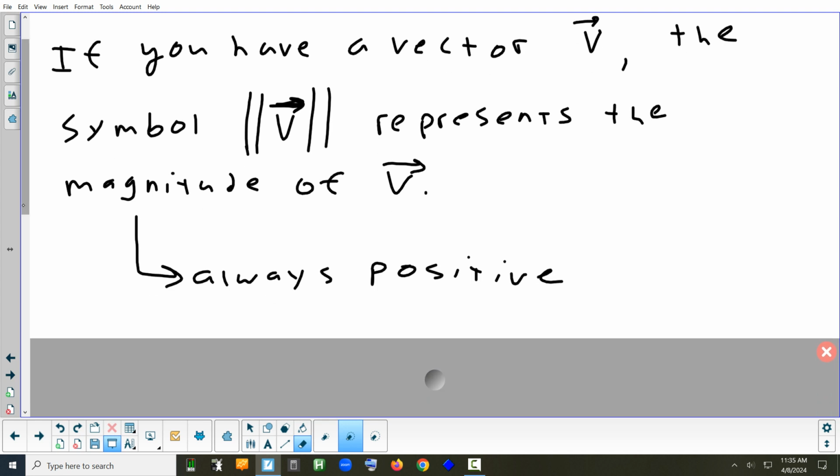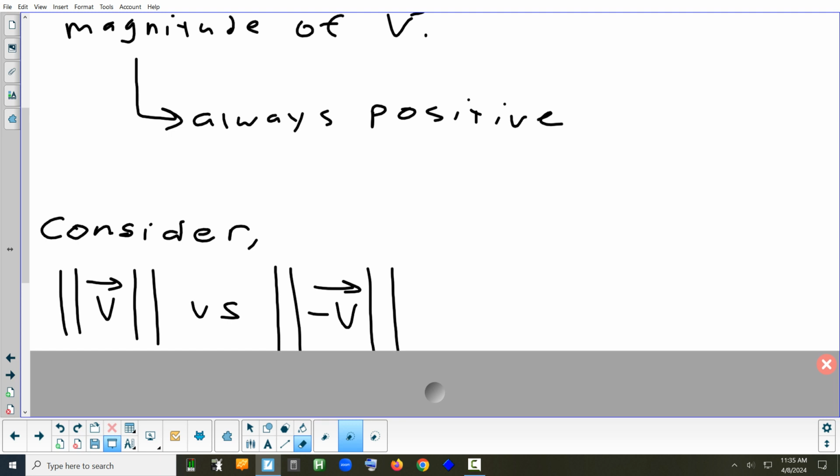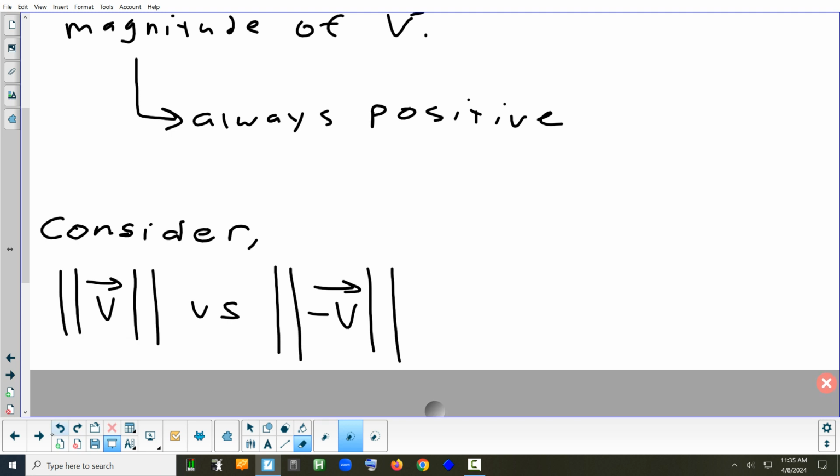Also, when you are finding the magnitude of a vector, it is a distance. Distance is always a positive number. Okay, so look at those two things, the magnitude of V and the magnitude of negative V. If you found both of those answers, what would be the difference between them? Negative and positive. Different vectors.